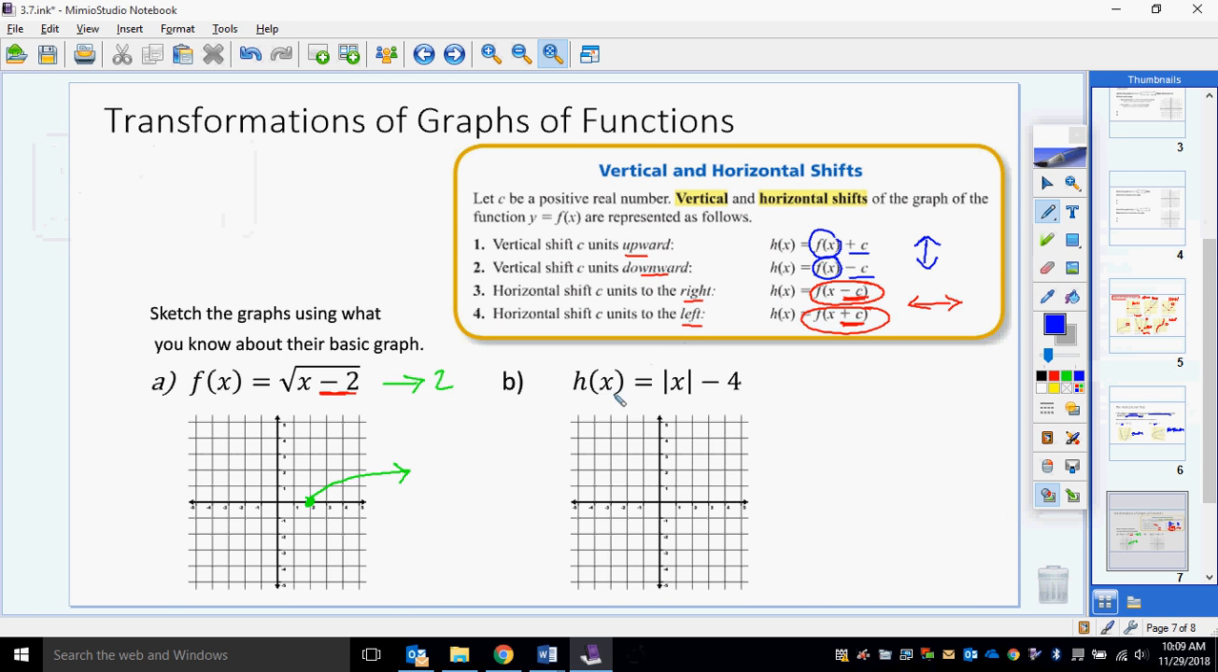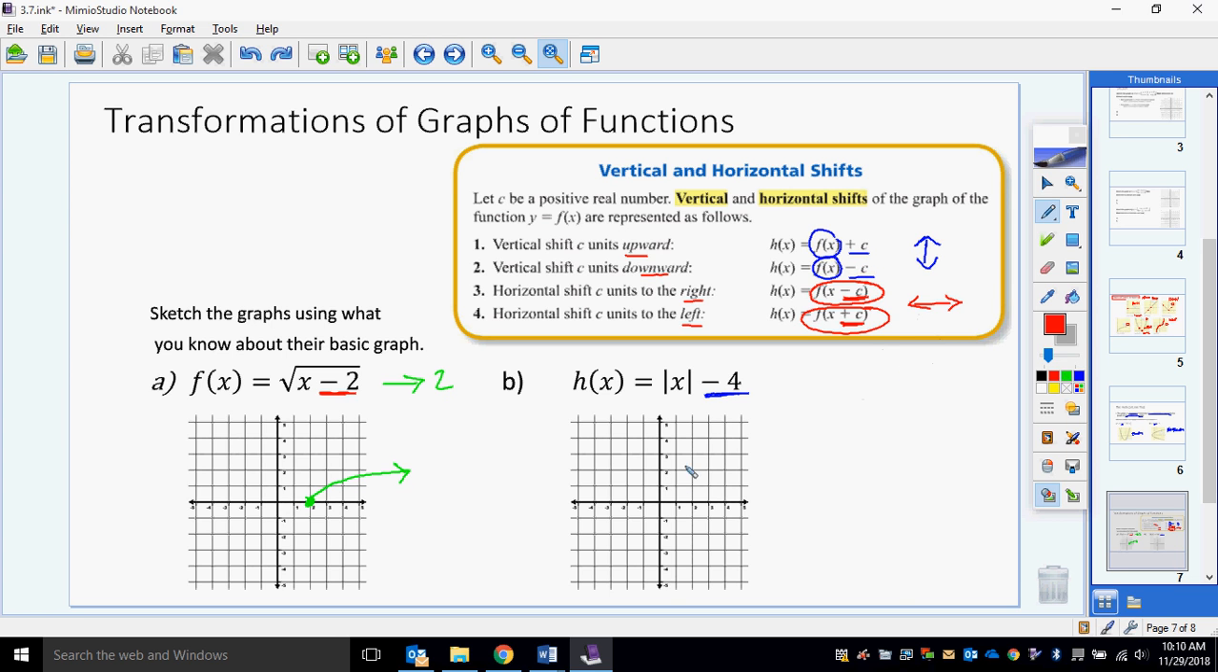Okay, let's look at h of x. It's the absolute value of x and then -4. Okay, so what's being done to x is absolute value, but this -4 is at the end. It's not inside the absolute value, right? It's not x minus 4 and then close off the absolute value. So this is a vertical shift, right? And we're subtracting on a vertical shift, we're going to go down 4.